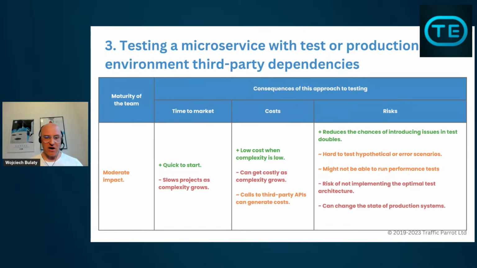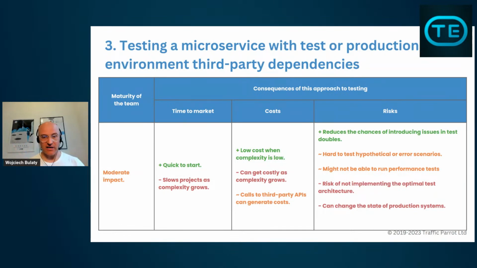You also have to keep in mind that, as with all these methods where we're testing a microservice with a real dependency, not a test double, you're always running into this risk of slowing down and getting more costly as the complexity grows, right? So the more microservices you add, all of these techniques might start slowing you down further down the line and might get costly to maintain. Specifically with this one, you also might want to keep in mind that calls to third-party APIs can generate costs.